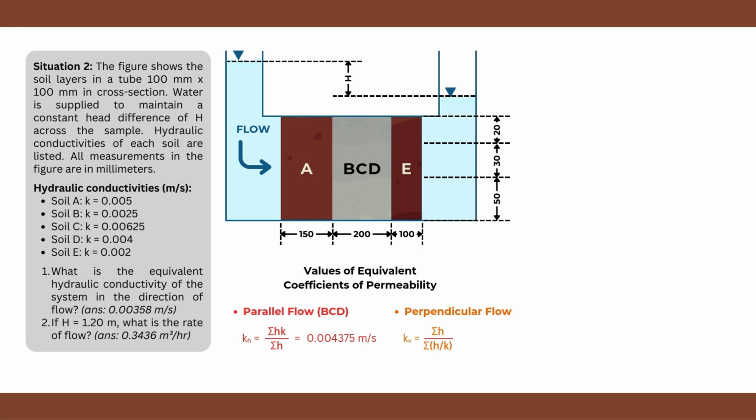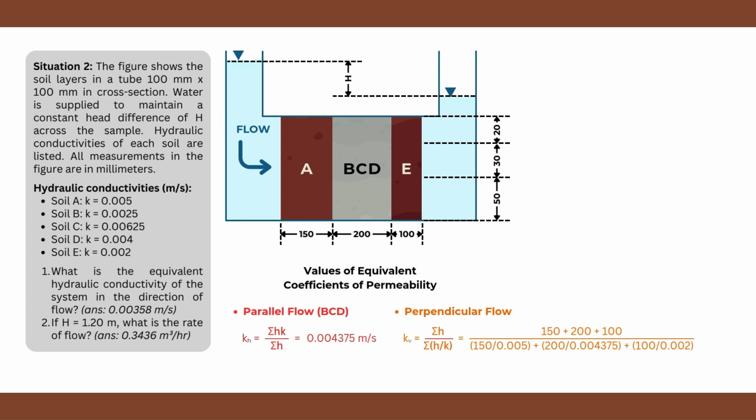Going back, let's insert our values for solving the perpendicular flow. So, along the direction of flow, our total height is 150 plus 200 plus 100. And for the summation of quotients, layer A has H equal to 150 millimeters divided by 0.005, plus layer BC, which has 200 millimeters divided by 0.004375, plus layer E, which has 100 divided by 0.002.